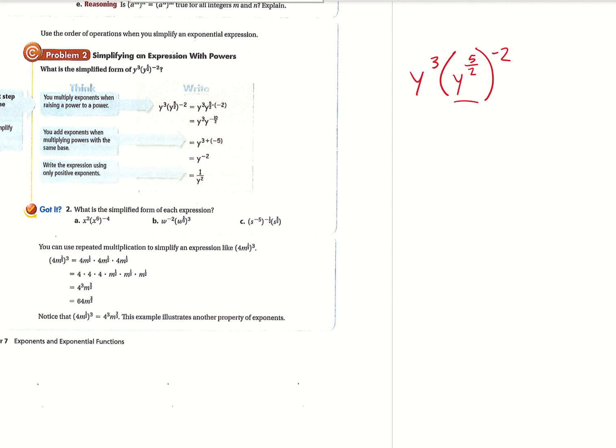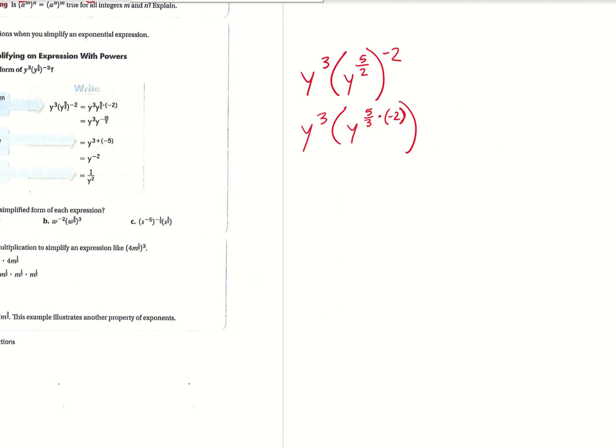There's our parentheses. We can't do anything inside there, so we can move on to exponents. Now we have exponents here and here, but they're being raised to a higher exponent, so we've got to do that one first. There we go. I'll erase this one as well. So we have y to the 3rd times y to the 5/3 times -2.